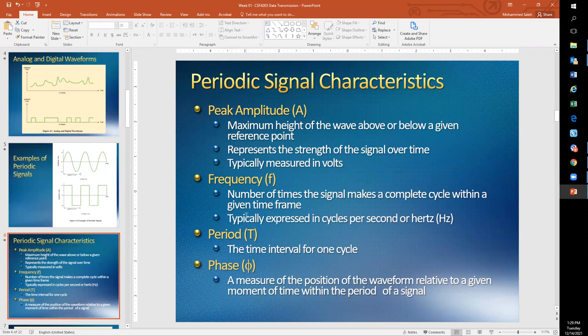So here we have the period, the time interval of one cycle. We have the phase. It is a measure of the position of the waveform relative to a given moment of time within the period of a signal. So this is the phase.